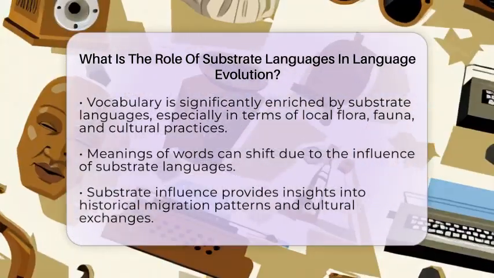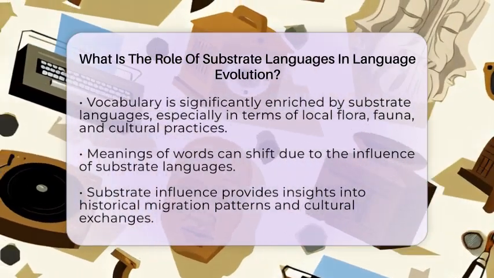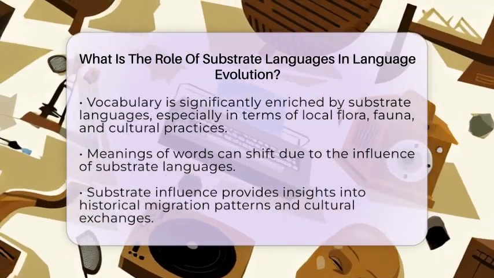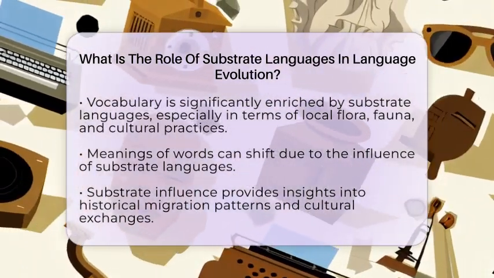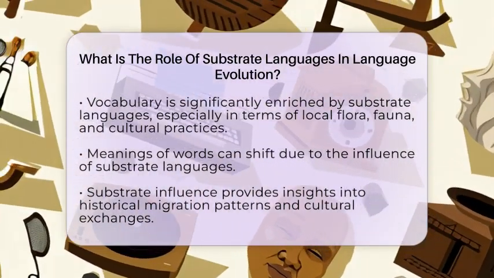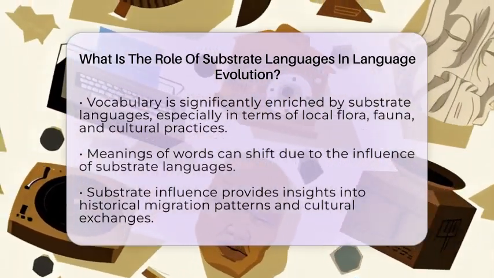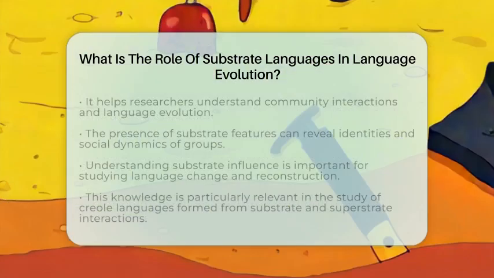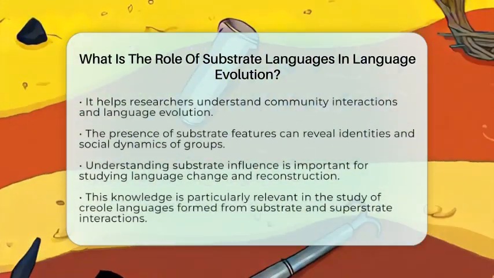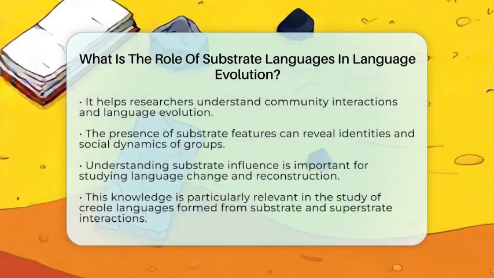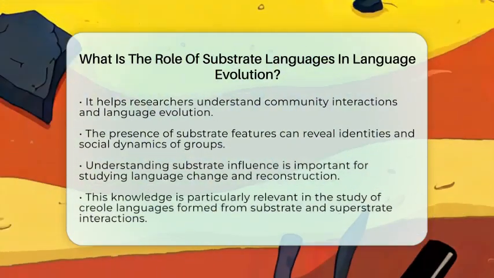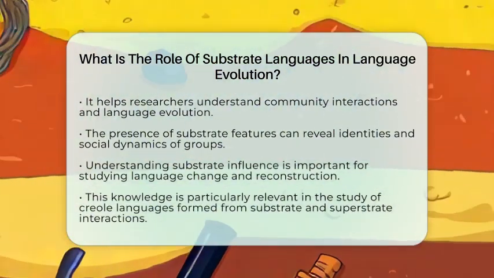From an anthropological viewpoint, substrate influence provides a window into historical migration patterns and cultural exchanges. It helps researchers understand how communities interacted and how languages evolved in response to these interactions. The presence of substrate features can reveal information about the identities and social dynamics of the groups involved.